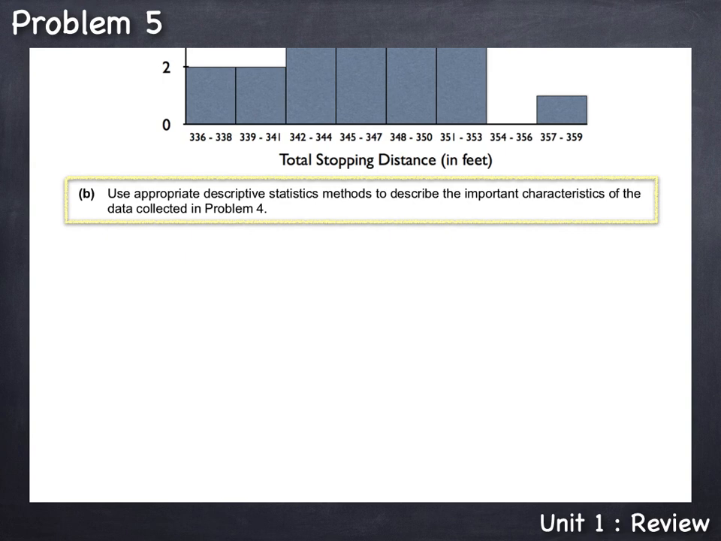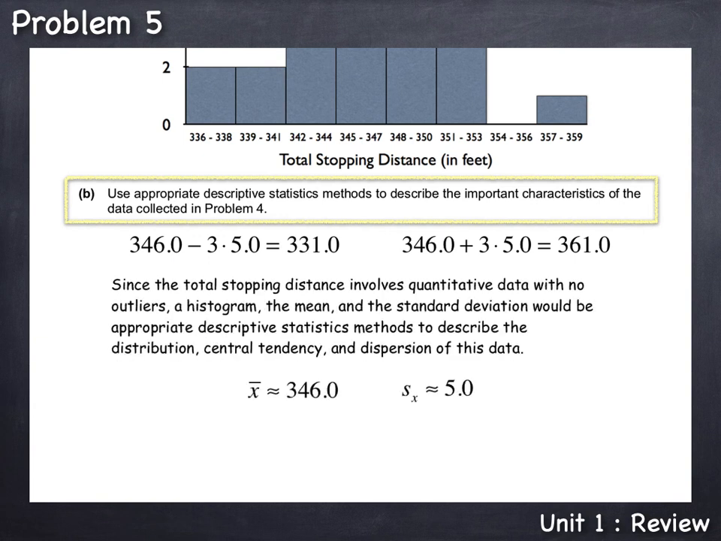So to give an answer to part B, we've already identified which descriptive statistic methods were appropriate, and we've already determined that we have quantitative data with no outliers. So since the total stopping distance involves quantitative data with no outliers, we can use a histogram, the mean, and the standard deviation in order to describe the three important characteristics: the distribution, central tendency, and dispersion of the data.